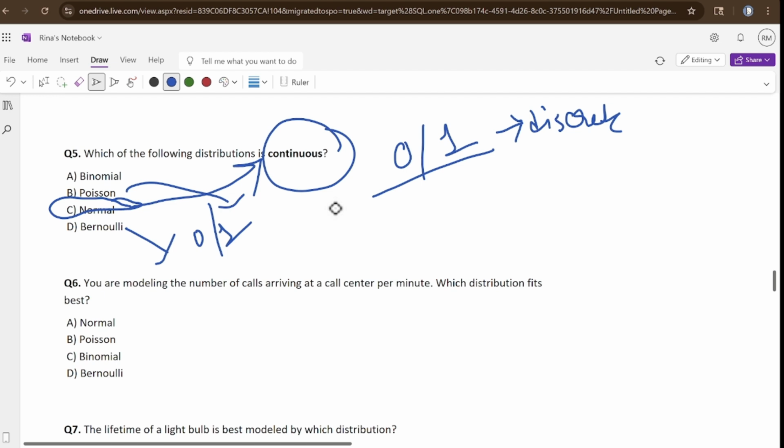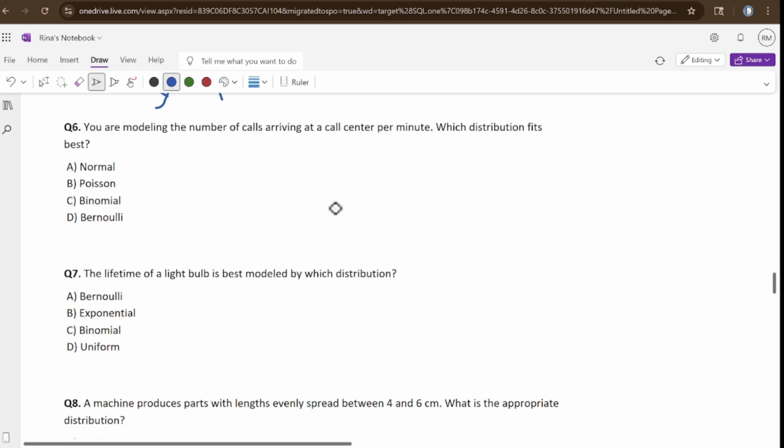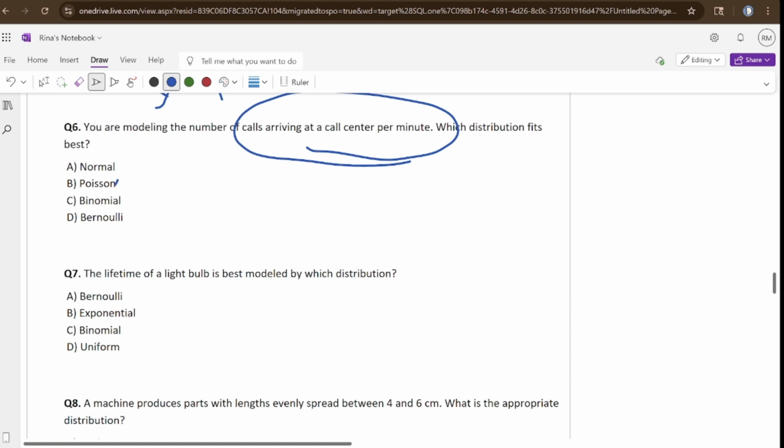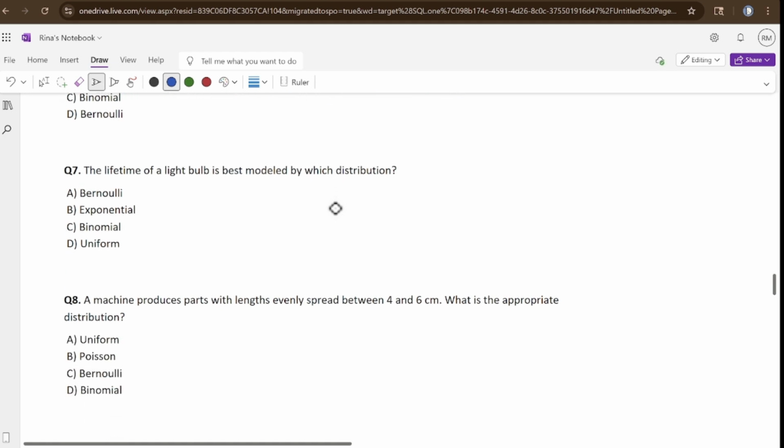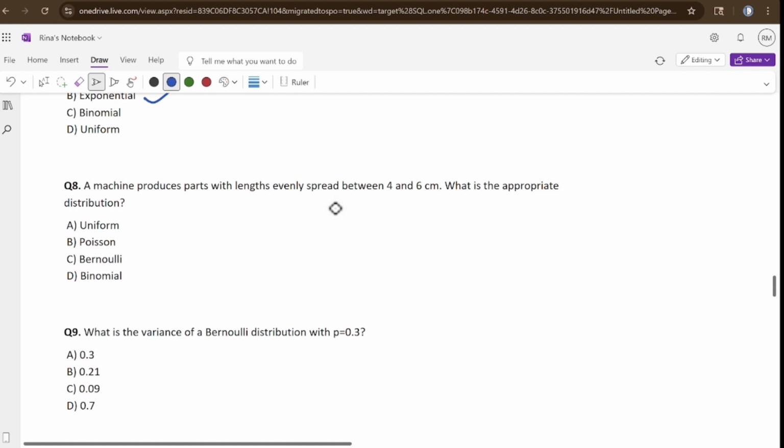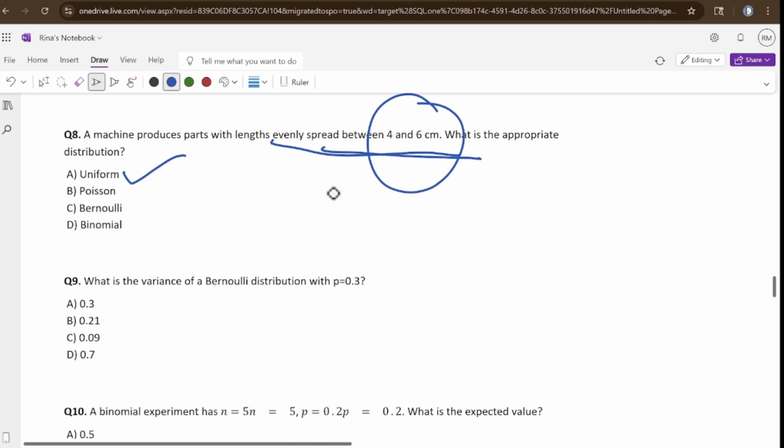Okay. Now next question. You are modeling the number of calls arriving at a call center per minute. When the time concept is there, then you can easily say this is Poisson. Because in a fixed time interval, you are trying to predict the calls arriving at the call center, right? The lifetime of a light bulb, exponential. A machine produces parts with lengths evenly spread between 4 and 6 mm. This you can easily say this is uniform because it is evenly spread, right?